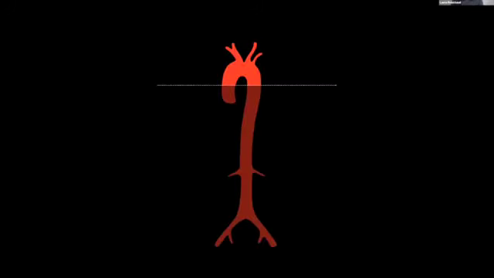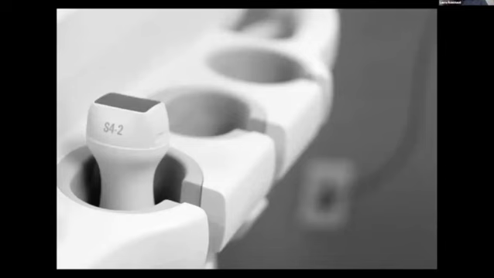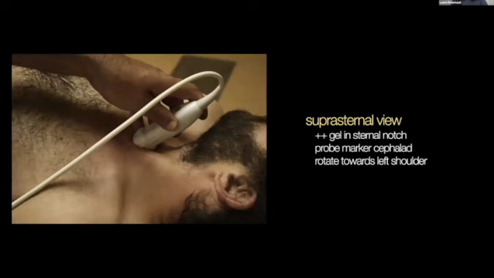Okay, the aortic arch. This is exciting because this is something that you might not be using already. How do we assess for the aortic arch? So for the aortic arch, you're going to be using the same exact probe. You're going to be using your phased array probe. In here, what we're going to do is the suprasternal view.